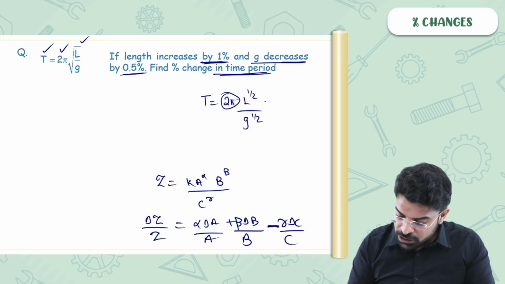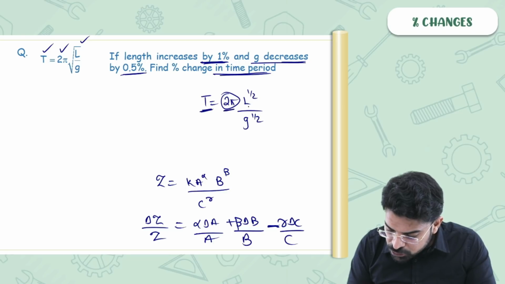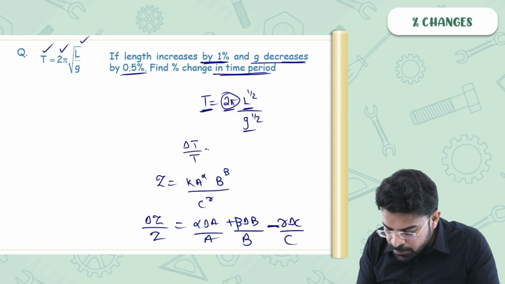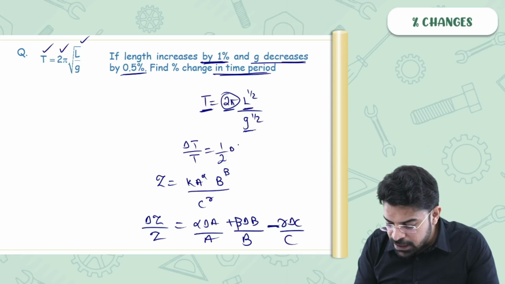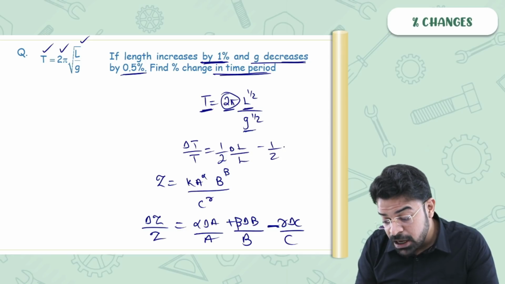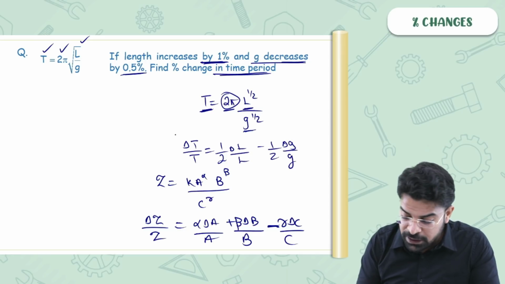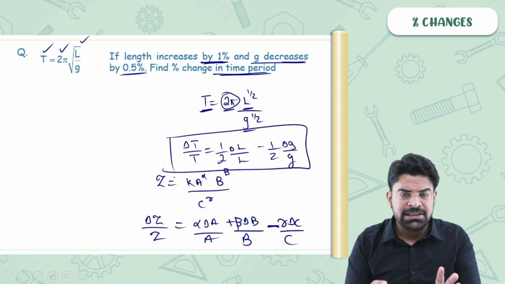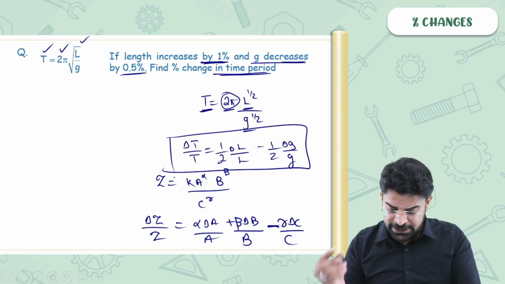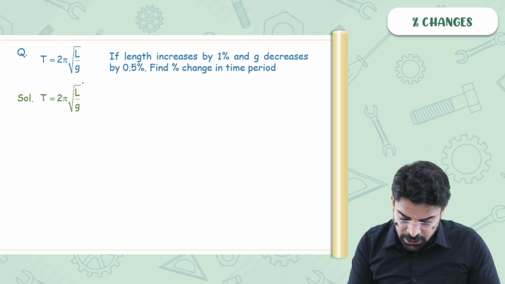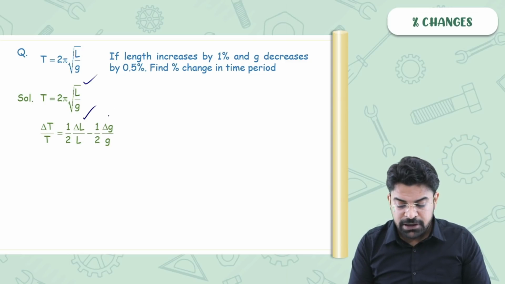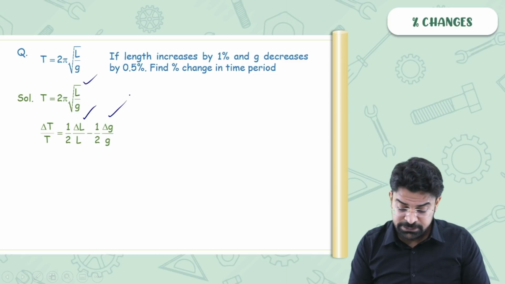Okay, so now time period equals 2 pi under root L by G, so 2 pi L raised to the power of half G raised to the power of minus half. How to write this? You will say delta T by T equals half delta L by L minus half delta G by G. If you can write this, you can do all questions of small percentage change easily, and they are very easy. So let's see. Time period is 2 pi under root L by G, so I can write delta T by T equals half delta L by L minus half delta G by G.